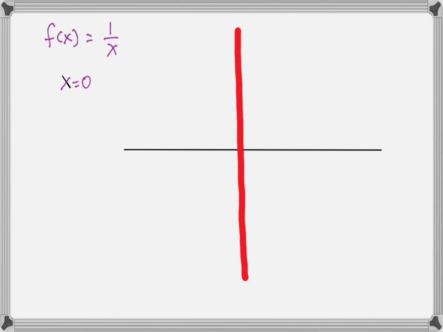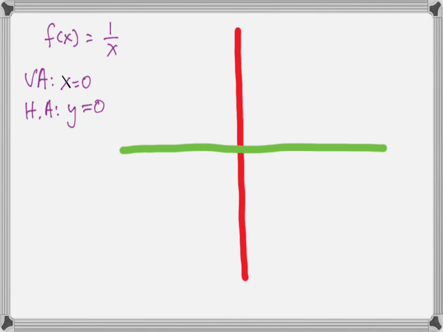And also, what else? What do we know about the HA? The VA is x equals 0. What's the HA? Y equals 0. So basically, in our coordinate system, the axes are the lines of no return. We cannot cross or touch. So one looks like so, and like that. That would be the graph of the parent function, which is 1 over x.